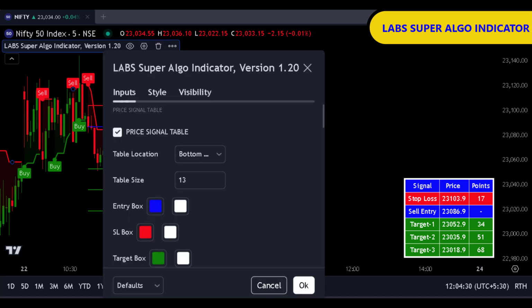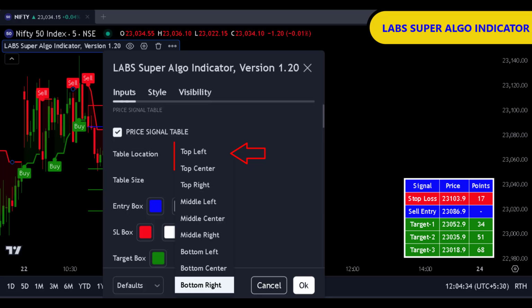First, you will see the inputs of the price signal table. Price signal table means this table. You can turn the table on or off using this checkbox. From here, you can adjust the position of the table on the chart. You can place the table at the top, bottom, right, left, anywhere you want.